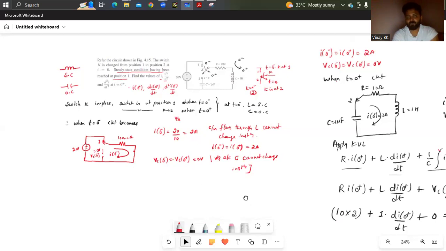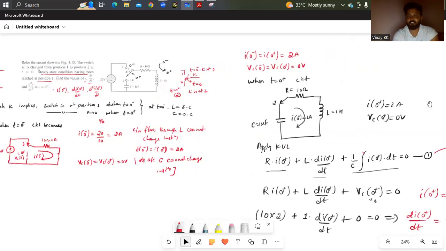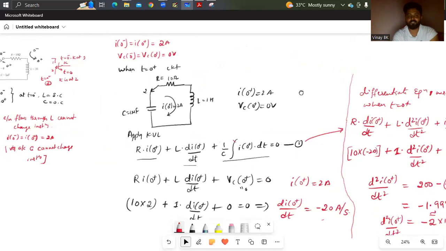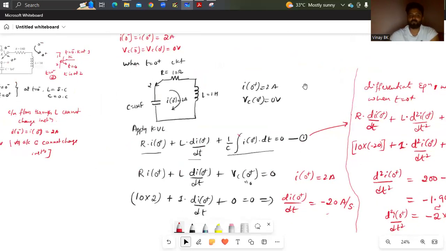Then you close the switch, or change the switch position to 2. When t equals 0 plus, the switch is at position 2, and you apply KVL, which gives equation 1. 1 by C into the integration of I of 0 plus into dt is nothing but the voltage across the capacitor, so you write VC of 0 plus, because the value of VC of 0 plus is 0. Then substituting, you get the value of di of 0 plus by dt, that is minus 20 amperes.